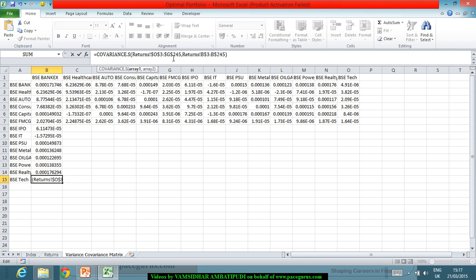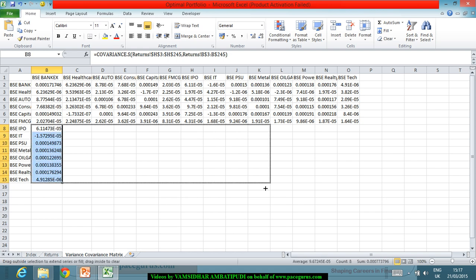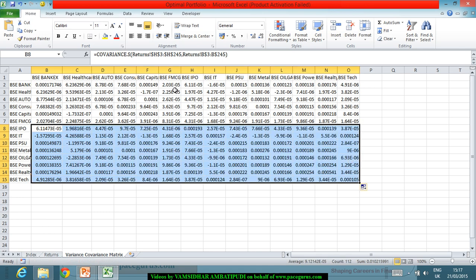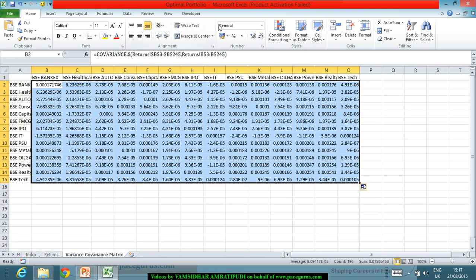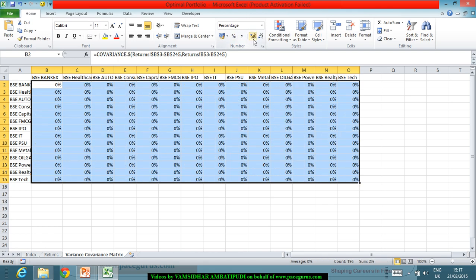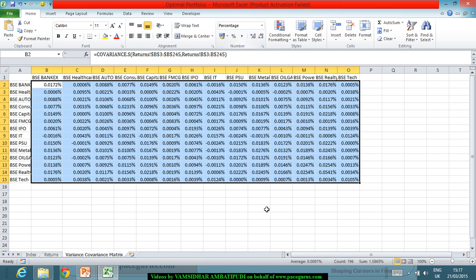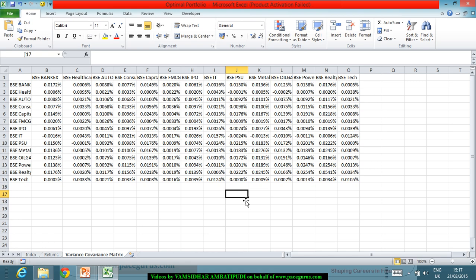All right. Now once I have this in place, I can drag these things across, and now I can very well say that this is my variance covariance matrix. This entire, because I am looking at the pairwise variance and covariance across all the different possible values. Now comes the next part.